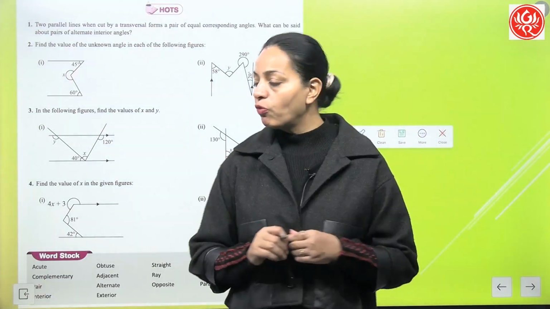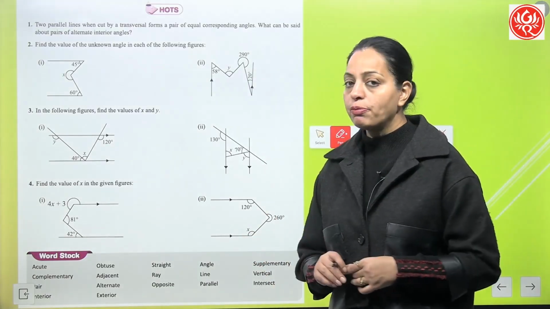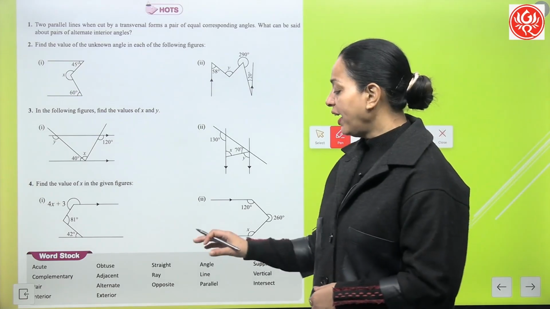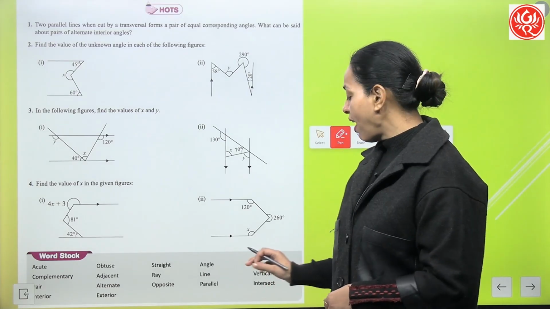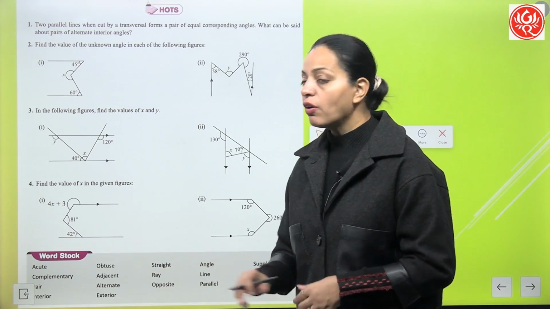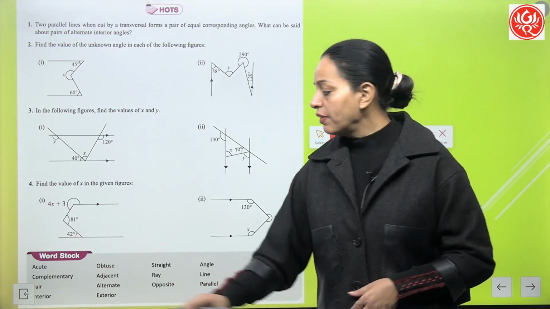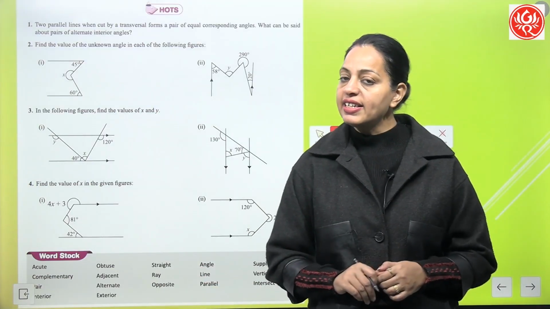Now this is the time of word stock. Acute, obtuse, straight, angle, supplementary, complementary, adjacent, ray, line, vertical, pair, alternate, opposite, parallel, intersect, interior and exterior.